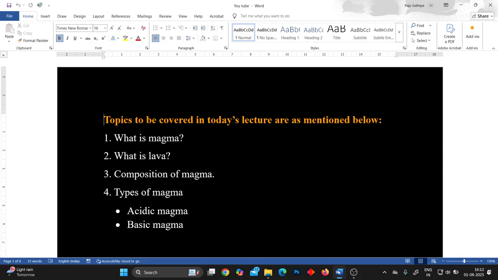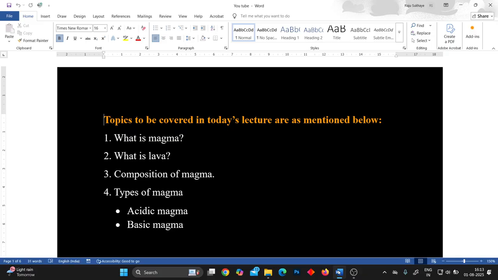In this lecture, we'll be discussing igneous rocks. This lecture series will be totally dedicated to igneous rocks. We'll be speaking about how igneous rocks are formed, what role magma has, the different processes involved in the formation of igneous rocks, then the various textures and structures of igneous rocks, and some of the classifications also.